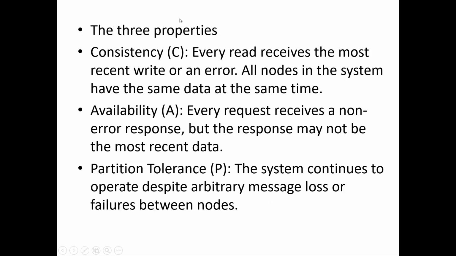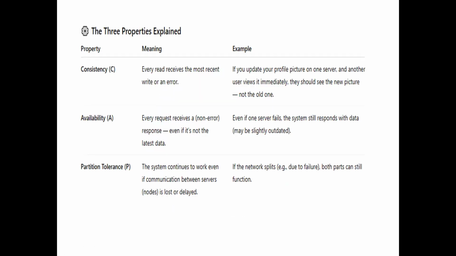As I told you, the three properties are consistency, availability, and partition tolerance. C is consistency, which means every read receives the most recent write or an error, and all the nodes in the system have the same data at the same time. Availability means every request receives a non-error response, but the response may not be the most recent data. P means partition tolerance: the system continues to operate despite arbitrary message loss or failure between the nodes. So the CAP theorem is very important in NoSQL.